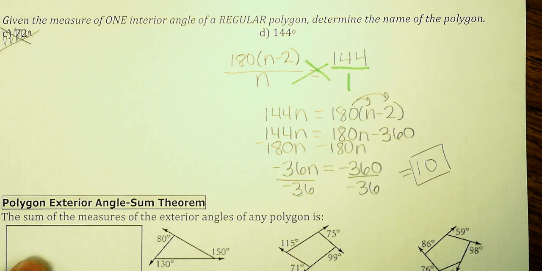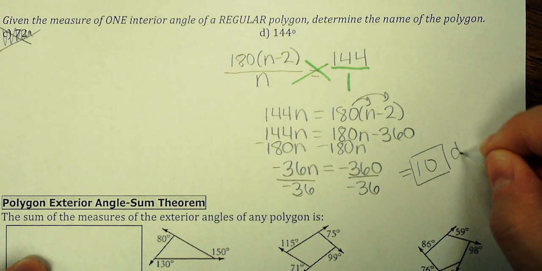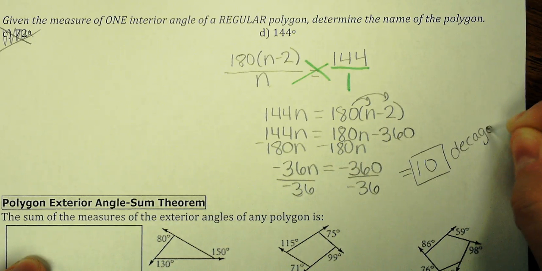Okay, now if you're solving a problem like this, it should always be a nice number because we're talking about a number of sides, so I can't have a decimal or fraction. And it can't be negative because we can't have a negative number of sides. So this is for a 10-sided figure, which is called a decagon.